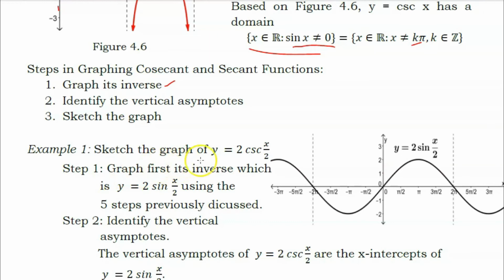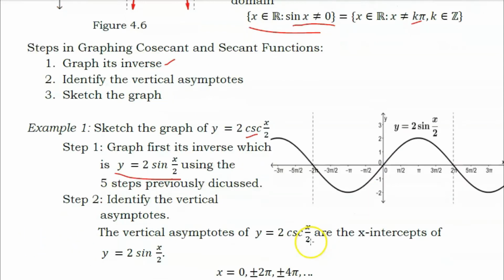The first example: sketch the graph of y is equal to 2 cosecant x over 2. So we have cosecant and the inverse is sine. Therefore, the first thing you will do is change it to y is equal to 2 sine x over 2. We already discussed in our previous video the steps and the process on how to graph sine functions. So this is now the graph of y is equal to 2 sine x over 2. I will not show you the process anymore. It's up to you to check by yourself if your graph is correct.